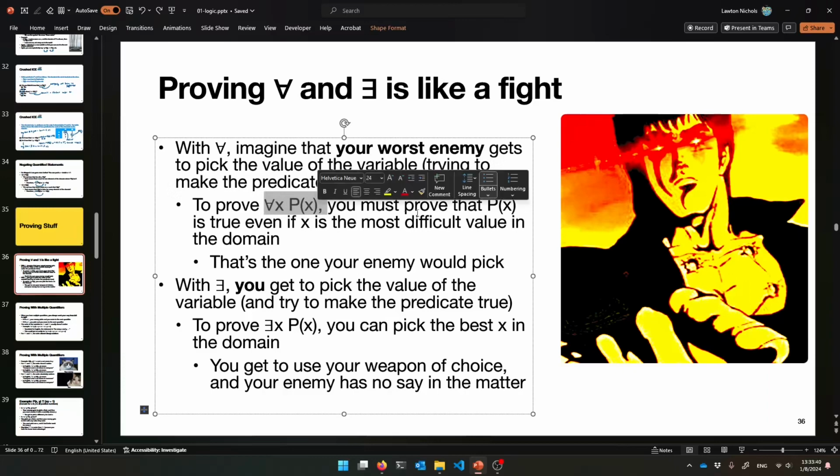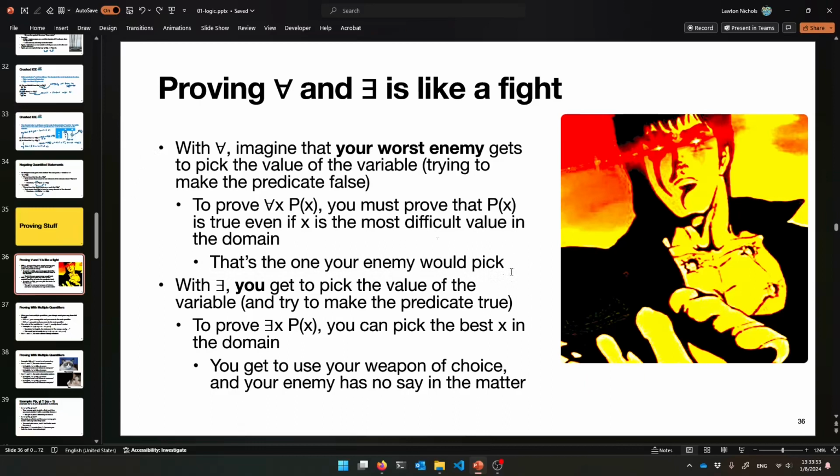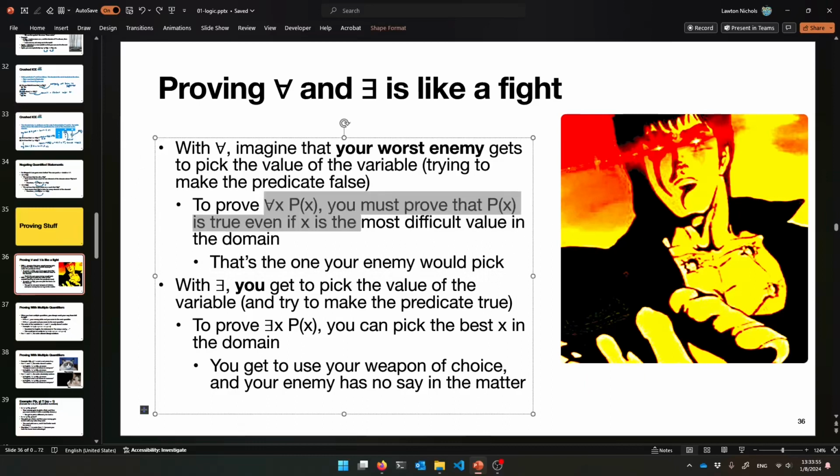that no matter what, even for that horrible value of x, it's still true. So to prove this, you have to prove that p of x is true, even if x is the hardest thing in the domain. You have to show that it still works, because that's, of course, the one your enemy's going to pick. You have to beat them up and bash it down, and make sure that it's still true. So that's a for all. Think of it like your worst enemy gets to pick that variable value.